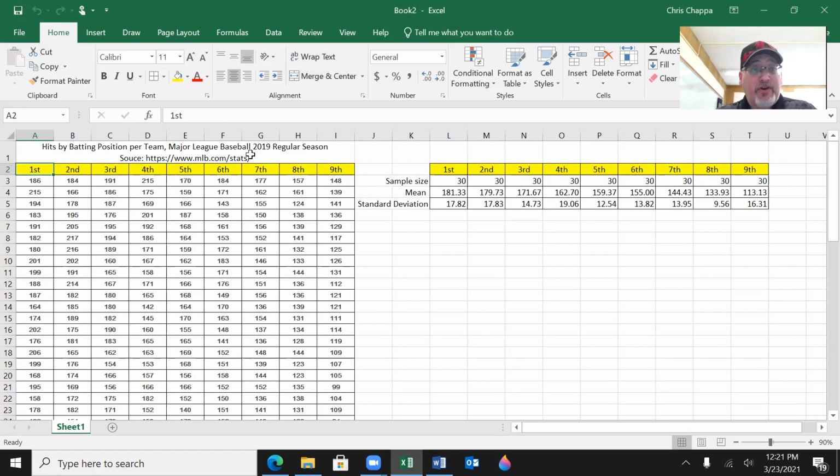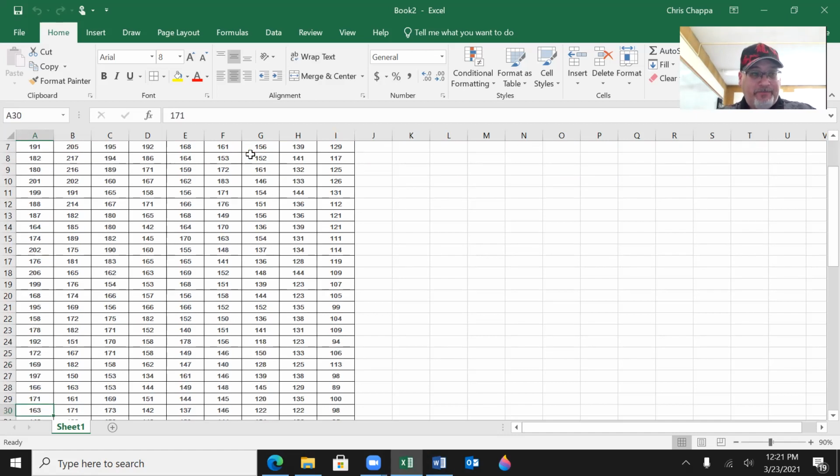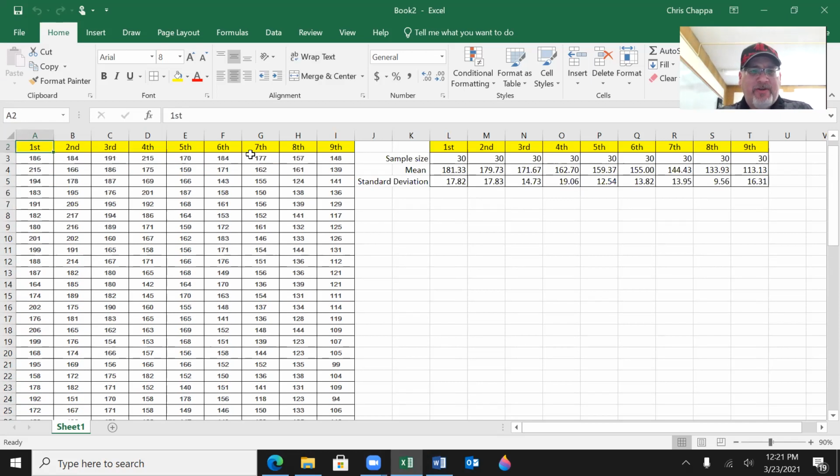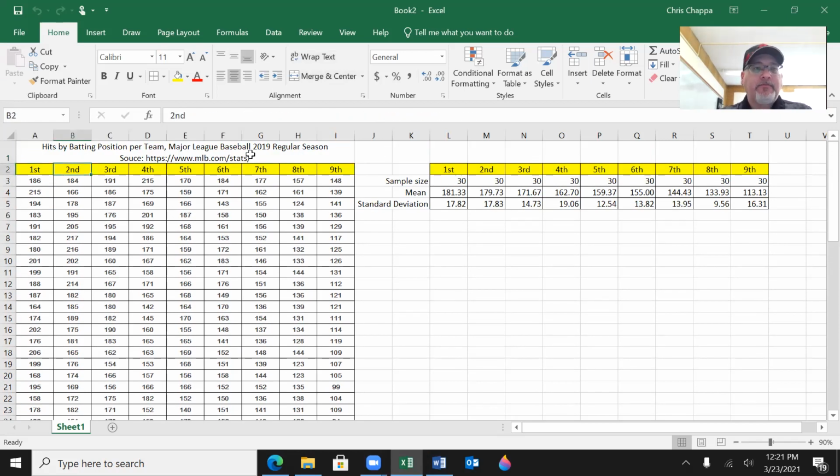For example, from the first batting position, the guy who was up first, in one team over the course of the season, there were 186 hits from the first batting position. In another team, there were 215. In another team, there were 194, all the way down to all 30 teams in Major League Baseball. And here's the number of hits that were gotten by people who batted in the second position on all 30 teams. And then from third position, fourth position, all the way down to the end of the batting order in ninth position.